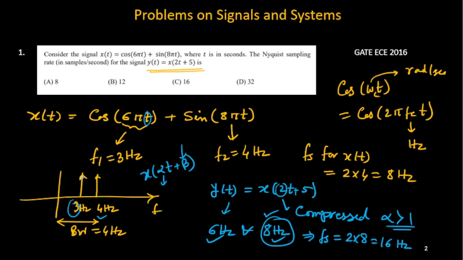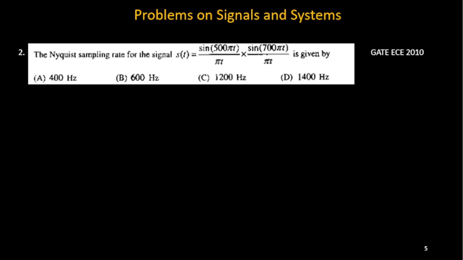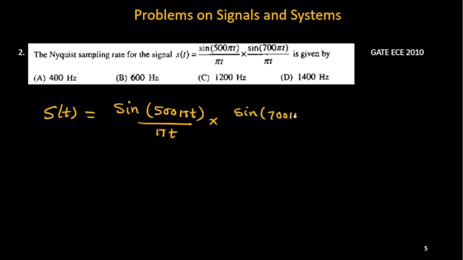Okay, so we can move to the next problem. We need to find out the Nyquist sampling rate for this signal s(t). Try to understand this one. This is sine 500 pi t upon pi t, multiplied with another sine 700 pi t over pi t. So this is a product of two signals.